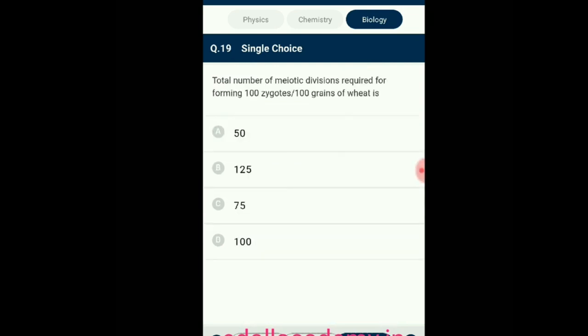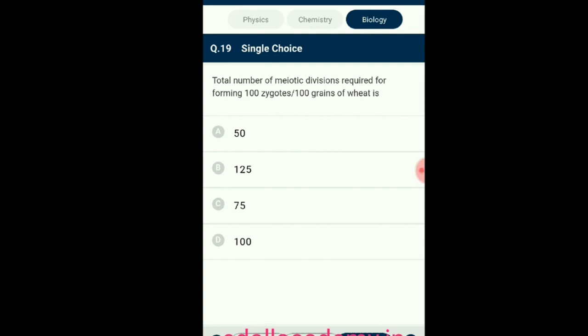Question number 19. Meiotic division required for forming 100 zygotes, or 100 grains of wheat, is. The zygote is formed by the fusion of haploid male and female gametes. Thus, to determine the number of total meiotic divisions to produce 100 zygotes, the total number of meiotic divisions in males and females should be considered.